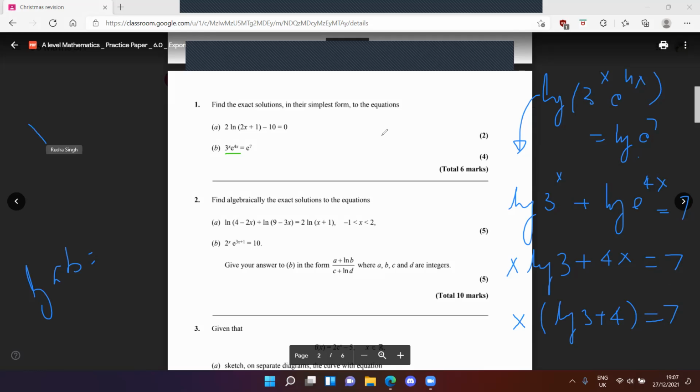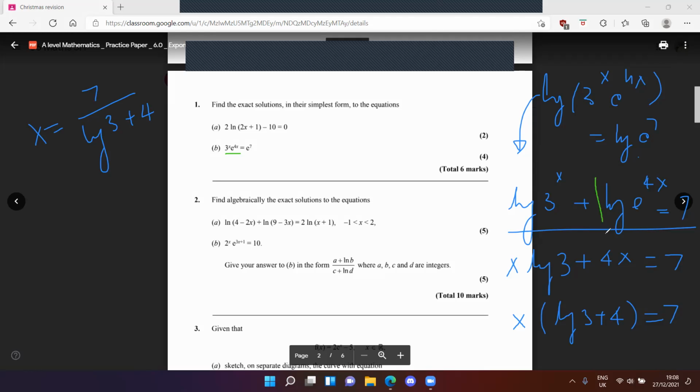Why would log e be 1? Yeah, because log e, natural log of the same thing, is always 1. Even here it is natural log, but even if it is not, log of the same number, let's say log a to the base a, is always 1. Oh yeah, that makes sense. Okay, so that was 1. So therefore x will become 7 over (log 3 plus 4). Okay. Do you understand?